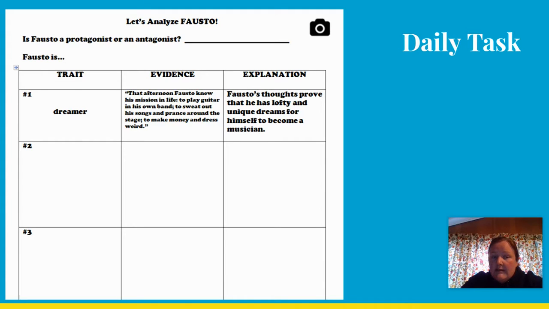So continue on and complete numbers 2 and 3, looking at different parts of the story to draw conclusions about Fausto's character. You can use page 48 and all the evidence that we did together for additional traits for this chart as well. Remember that Fausto is a protagonist, therefore we should keep our traits positive. Make sure to reach out with any questions and send me a picture of this work when you're done.